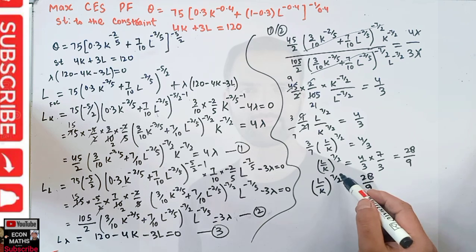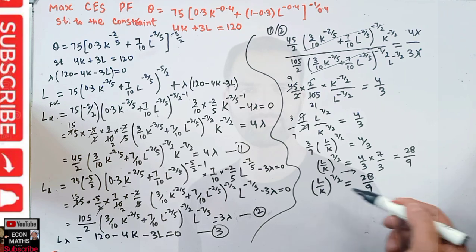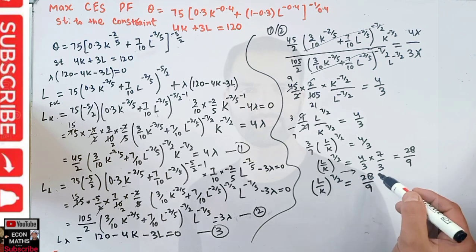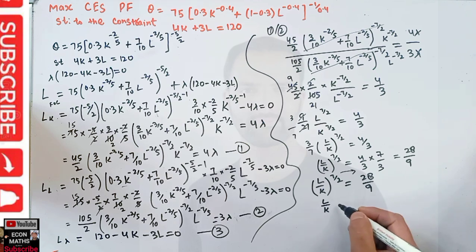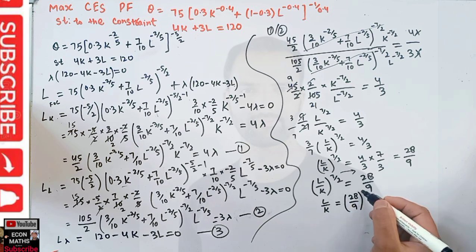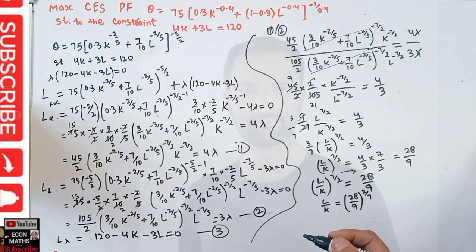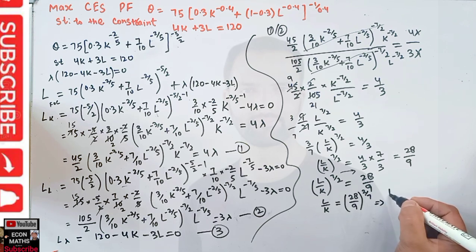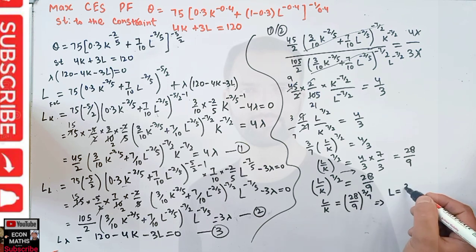Now if we transpose this exponent to RHS, this exponent will get reciprocated. That means L upon K is equal to 28 upon 9 raised power 2 upon 7. Or we can write here, if we solve for L, that means L is equal to, if we transpose, it will get multiplied, so we have 28 upon 9 raised power 2 upon 7 into K.